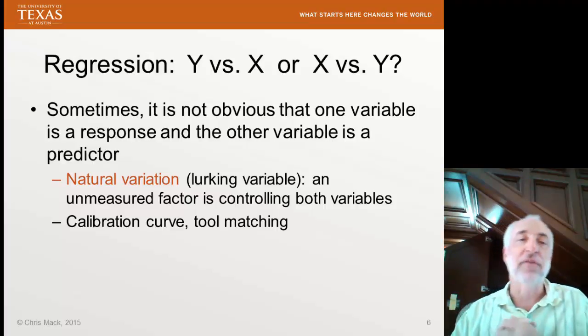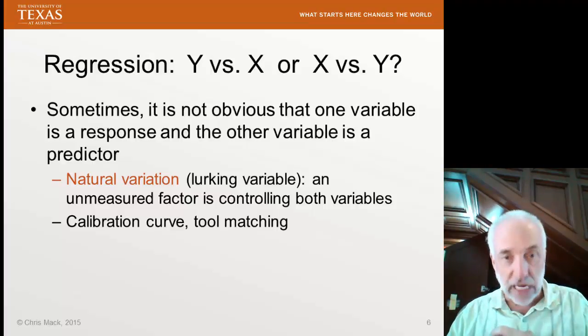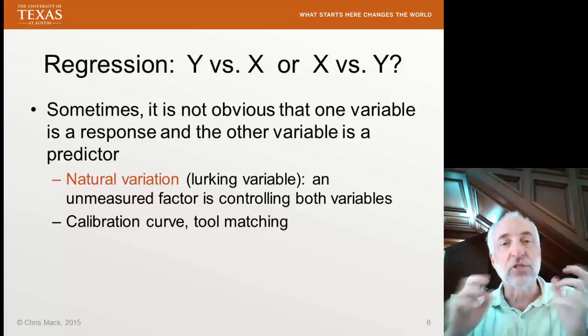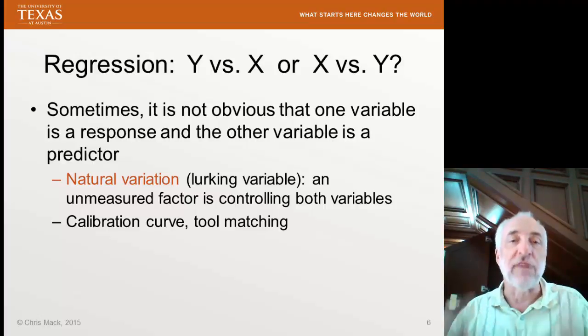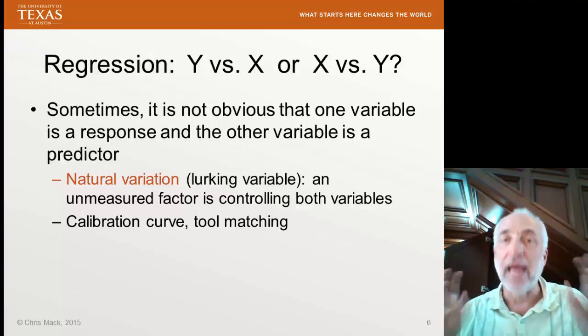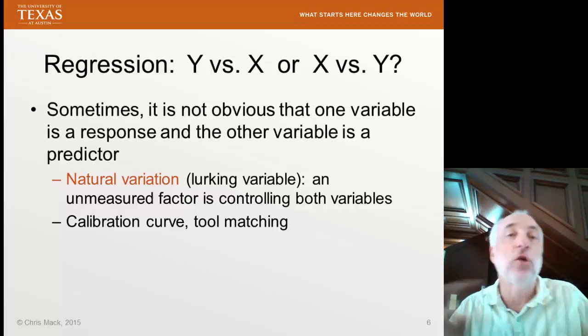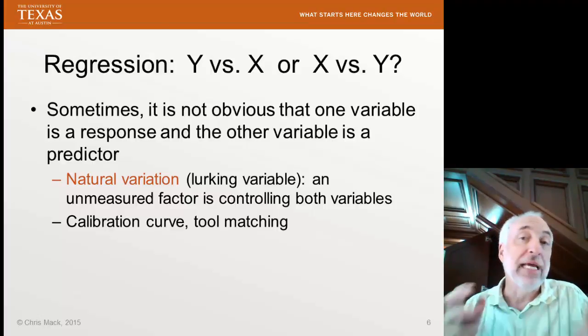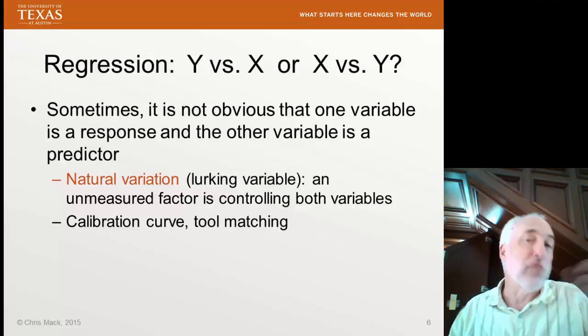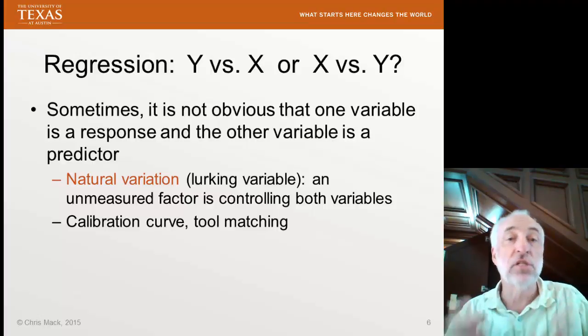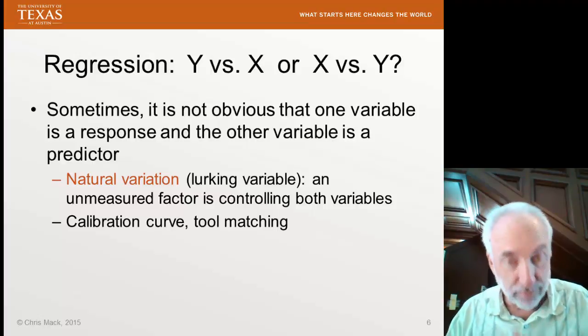Most common example of that is what we might call natural variation. That is, there's something that is causing, or looking variable, causing both x and y to change, and I want to know what the relationship is. But x is not changing y, and y is not changing x. There's just some natural variation, some lurking variable that's changing them both.